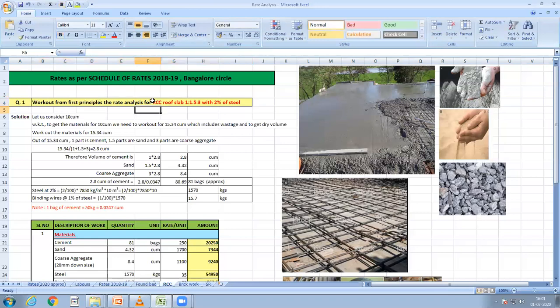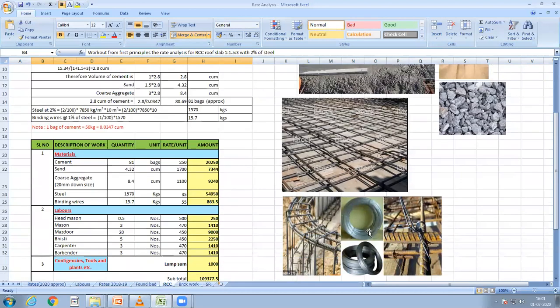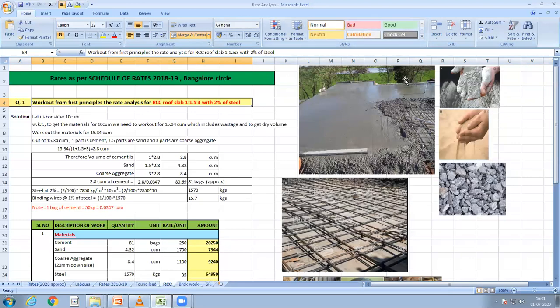That's all. So now to start with the RCC roof slab. What are the materials required? We need cement, sand, coarse aggregate, steel, and binding wires. These are the materials required for the construction of RCC roof slab. They have also mentioned the ratio and the percentage of steel which has been used. If they just mention RCC roof slab, you can assume this ratio of concrete and 1.5 to 2% of steel.